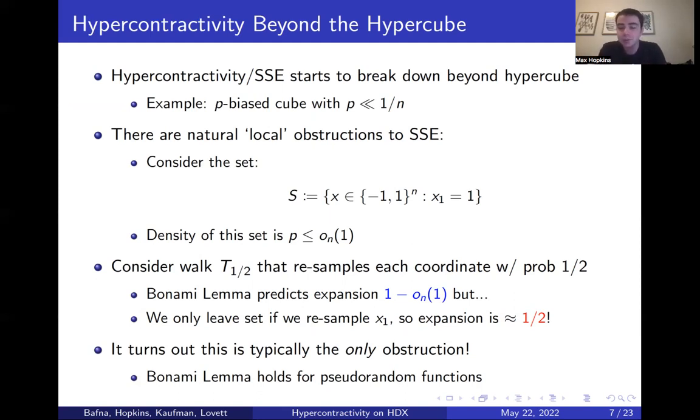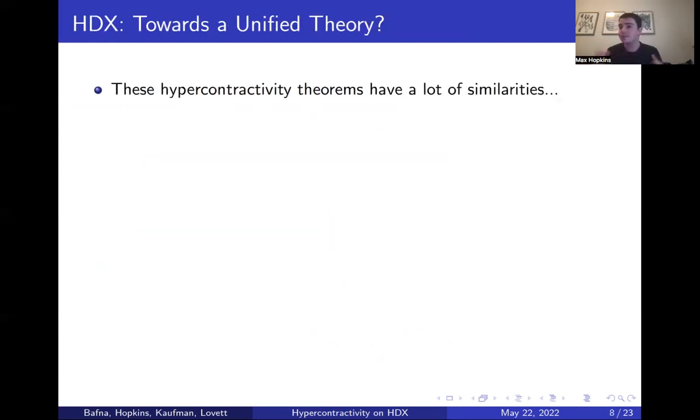You do have expansion, and in particular, they define these notions of pseudorandom functions that basically avoid subcubes, and you prove that hypercontractivity and the Bonami lemma hold for these functions. And this is how you get all of these extended domain results. They all have this flavor.